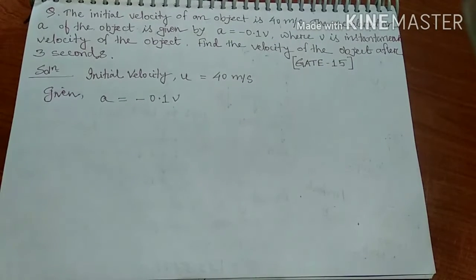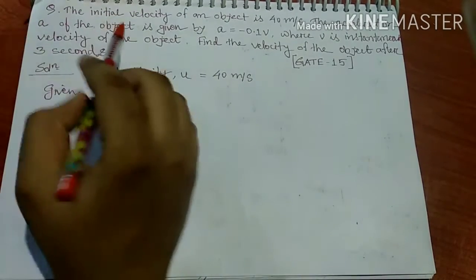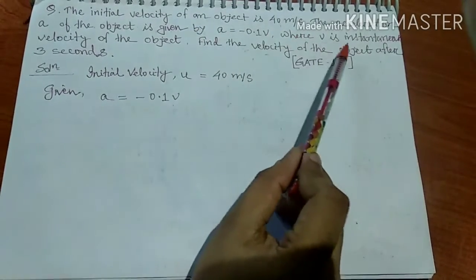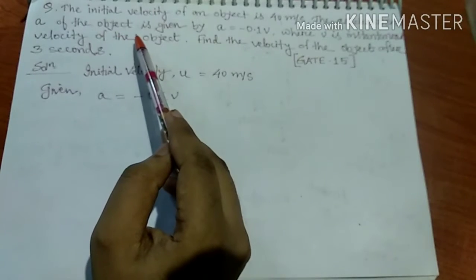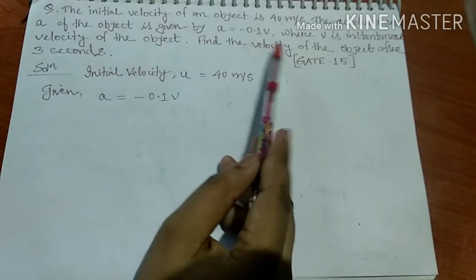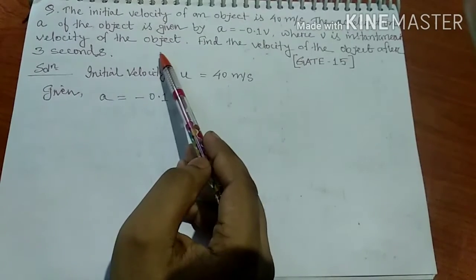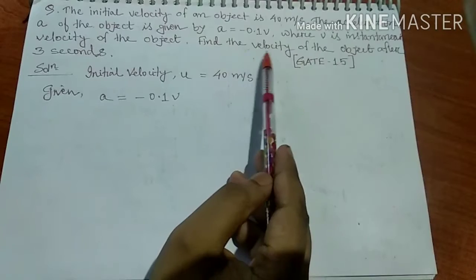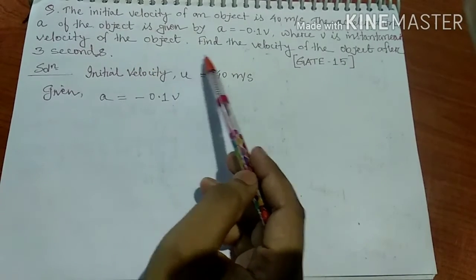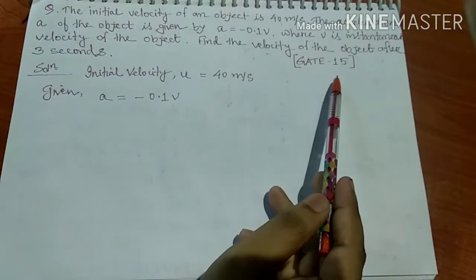I hope you are watching my videos, and today I am going to discuss a problem based on engineering mechanics. The question is: the initial velocity of an object is 40 meter per second. The acceleration a of the object is given by a is equal to minus 0.1 v, where v is the instantaneous velocity of the object. Find the velocity of the object after 3 seconds. This question has already been asked in GATE 2015.